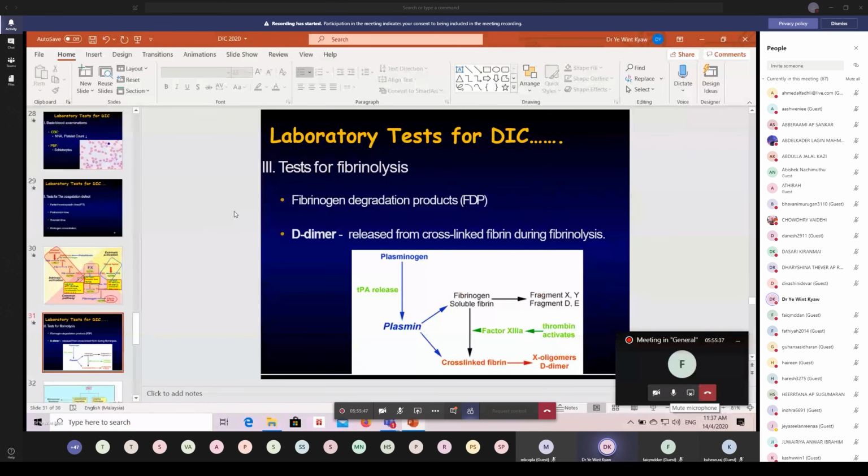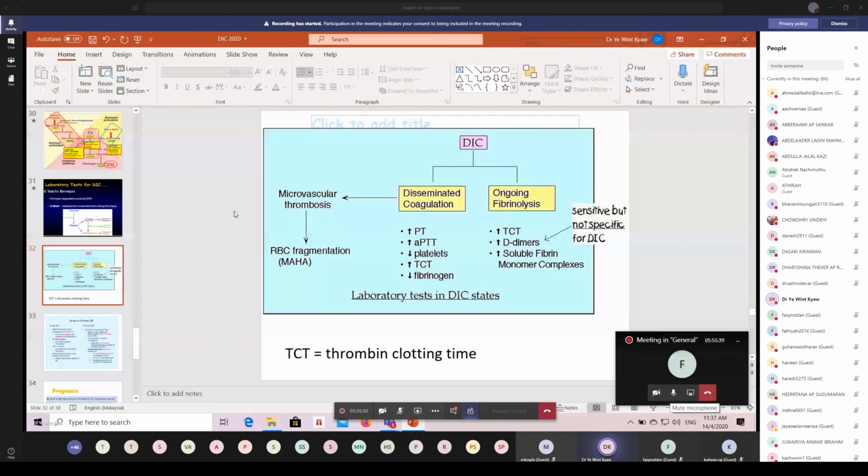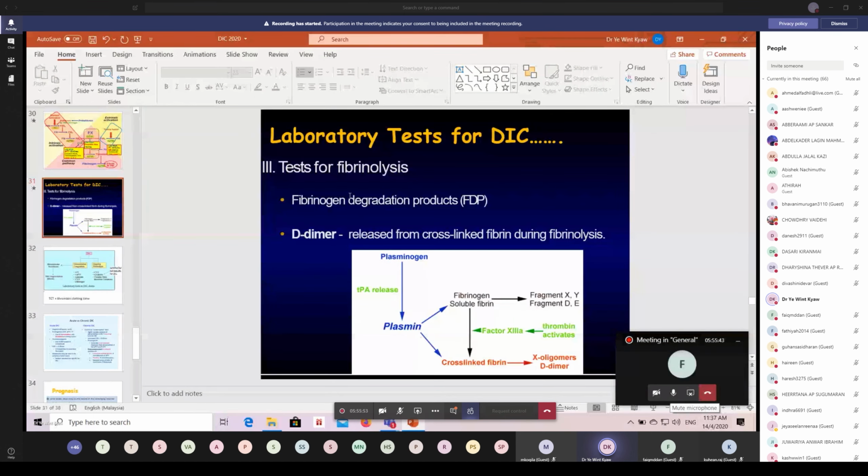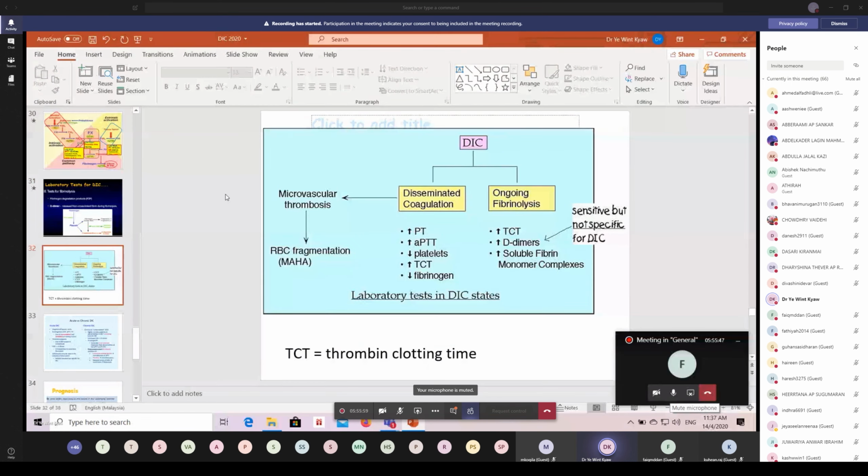So this is a test for fibrinolysis. D-dimer is sensitive but not specific for DIC, but we do it because it is sensitive. If D-dimer increases, you can suspect DIC, but it is not too specific, meaning it can increase in other fibrin defects also. Usually in clinical practice we do D-dimer and FDP. If you forget sensitivity and specificity, okay, just know that for DIC in clinical practice we always do D-dimer and FDP.